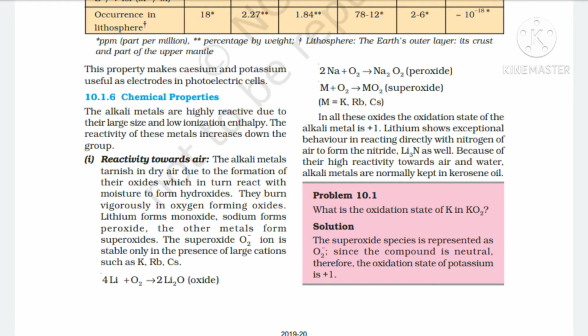The reactions are given for the oxide, peroxide and superoxide. In all these oxides, the oxidation state of the alkali metals is positive one. Lithium shows exceptional behavior in reacting directly with nitrogen of air to form the nitride Li3N. Because of their high reactivity toward air and water, alkali metals are normally kept in kerosene oil.